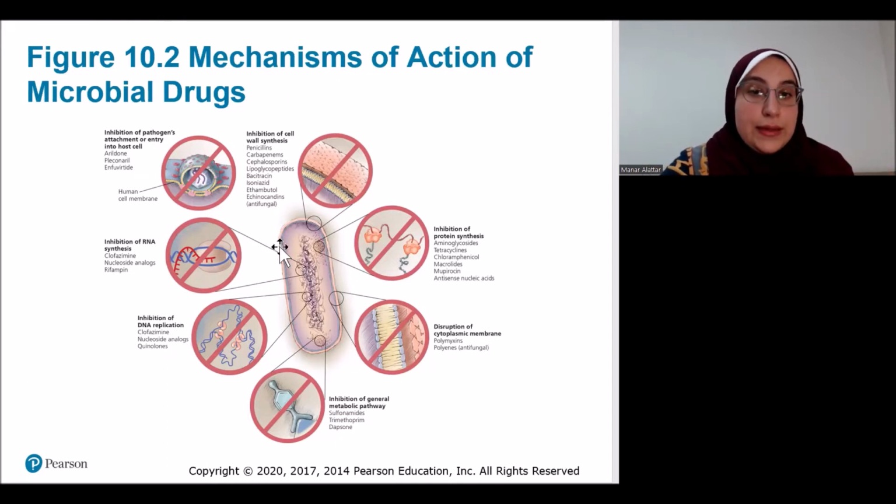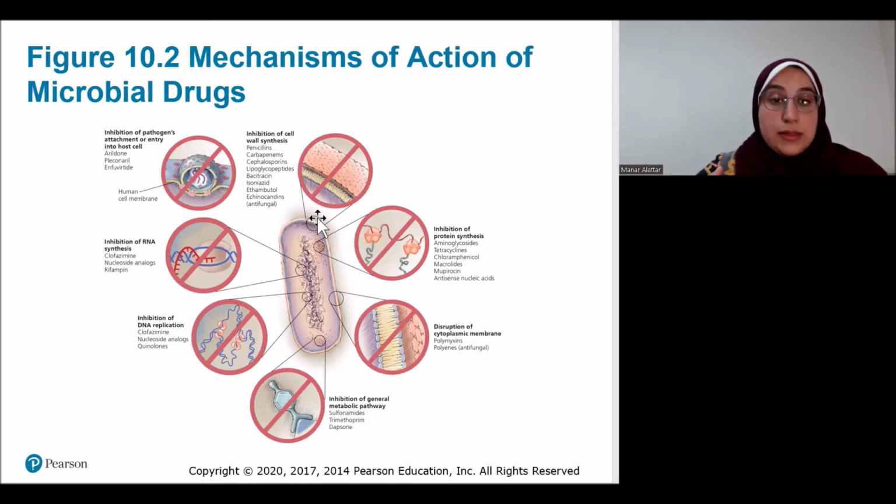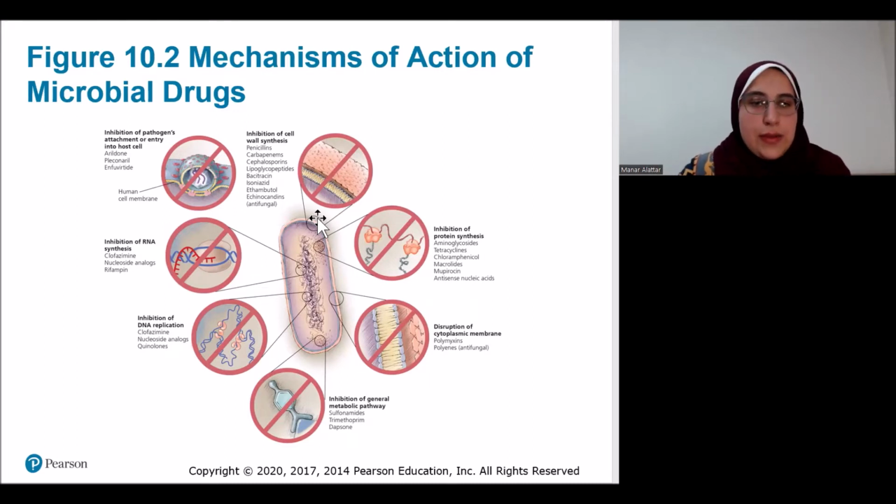You can also have antibiotics that target that boundary between the cell and its environment. If the cell is not able to maintain a boundary between itself and its environment, then it cannot maintain its metabolic functions, and therefore it cannot maintain homeostasis, and therefore it cannot maintain its living processes, and then that cell will die.